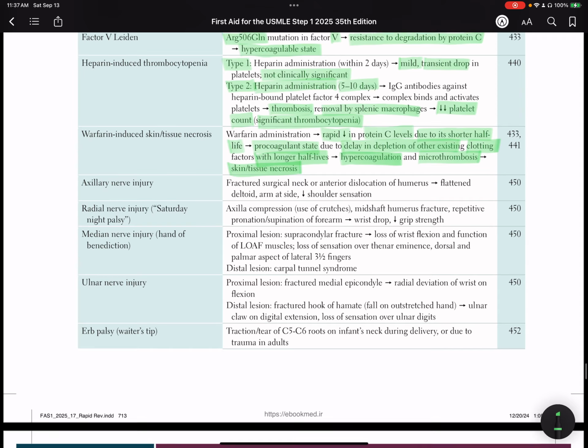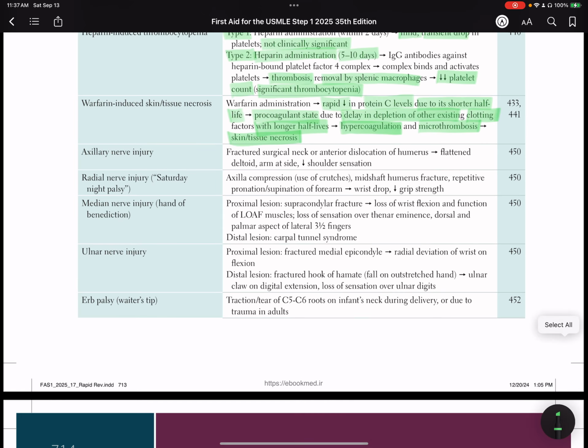Next condition is axillary nerve injury. Axillary nerve injury is caused by a fractured surgical neck or anterior dislocation of the humerus. This leads to a flattened deltoid, arm at side, and decreased shoulder sensation.